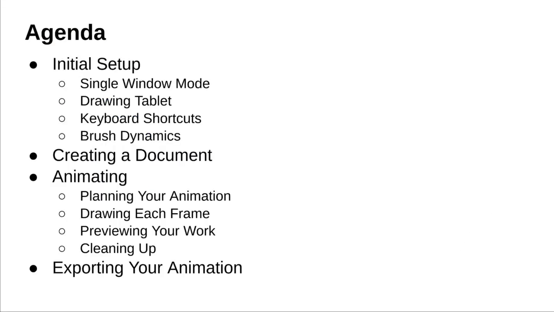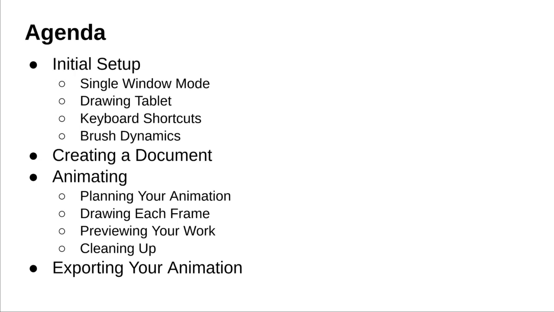The plan for this video is I'm going to show you how to set up GIMP in a way that facilitates animation. This involves changing a lot of the default settings, which are trash. Then we're going to go through the process of creating a new document and the animation process. And then finally, we're going to go into exporting your animation as a GIF file and sharing it.